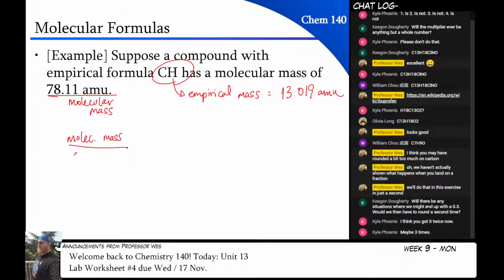Molecular mass divided by the empirical mass, and that's going to equal the multiplier. So, let's type that in. 78.11 AMU divided by 13.019 AMU. Those cancel out. And when I punch those in the calculator, I get 5.99969.